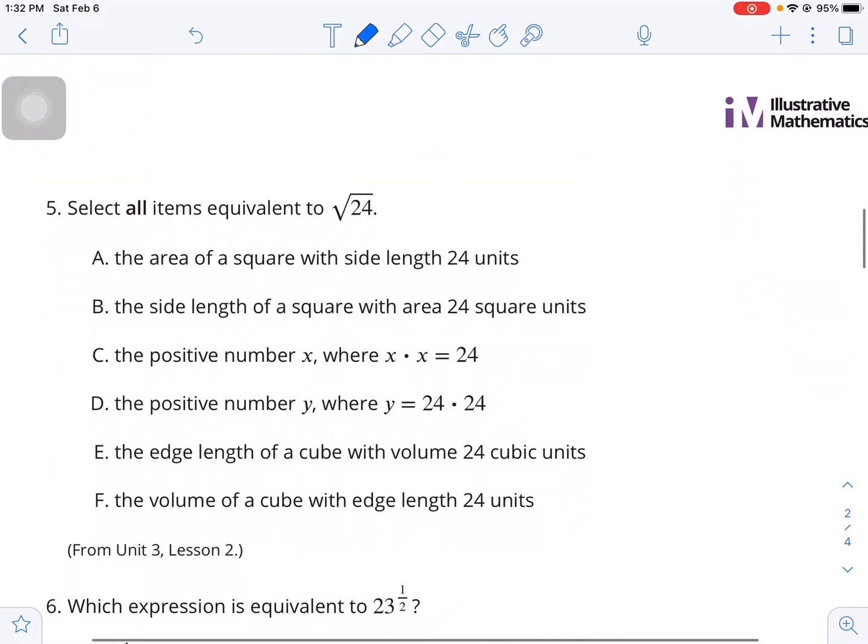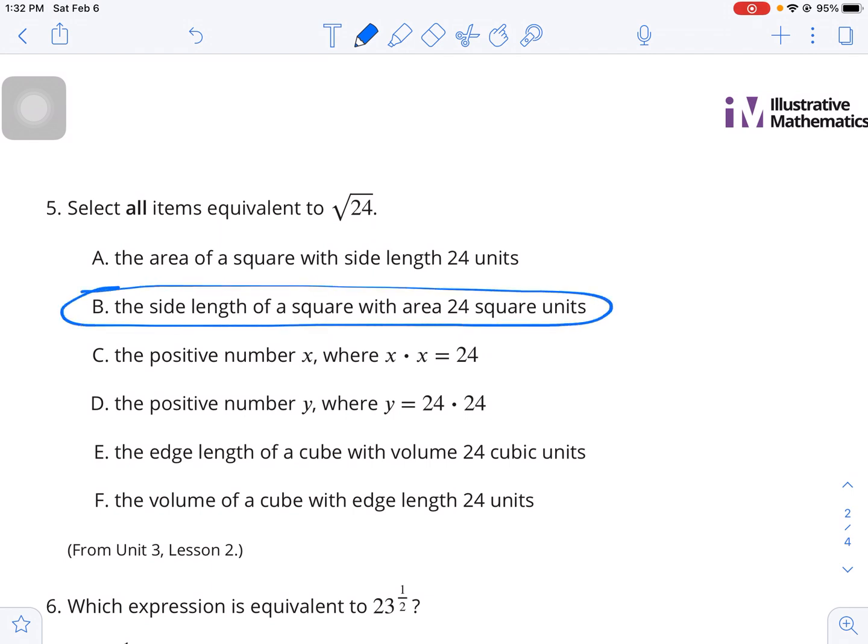Number 5, select all items equivalent to the square root of 24. So letter A says the area of a square with side lengths 24. No, the choice B here is more appropriate. If we're talking about the area of a square, then we would say if the area is equal to 24, the side lengths have to be the square root of 24, because that times itself would give you 24.